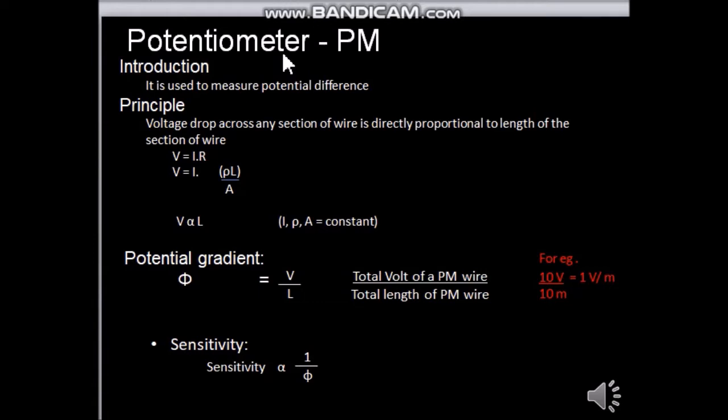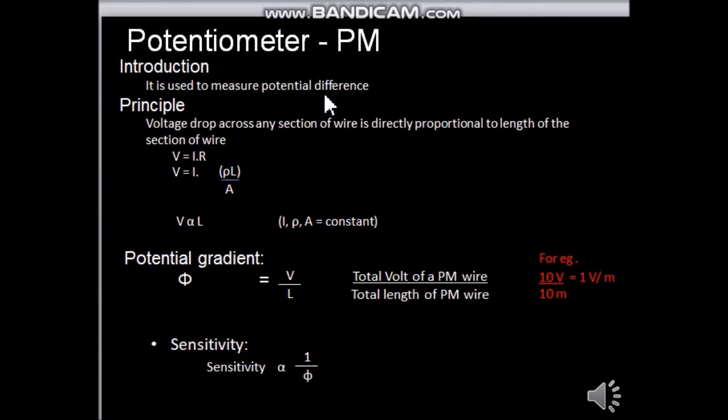Students, potentiometer is a 10-meter long wire, and along with it the circuit is adjusted in such a manner that it can be used to find the potential difference or unknown EMF of a cell. We can measure the EMF also of a cell, and that's why the name of potentiometer is such, because it is used to measure the potential difference.